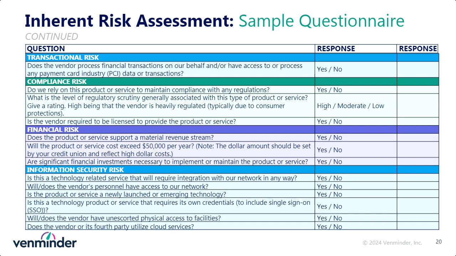Here are some other questions to consider related to areas like transactional, compliance, and financial risk. Again, I just want to emphasize that many of these questions might need to be adapted to use in your own questionnaire because every credit union is different. One of the questions under financial risk is, will the product or service cost exceed $50,000 per year? That dollar amount is, of course, going to look different for everyone, so you shouldn't think of these questions as the standard that have to be used exactly as they're written.